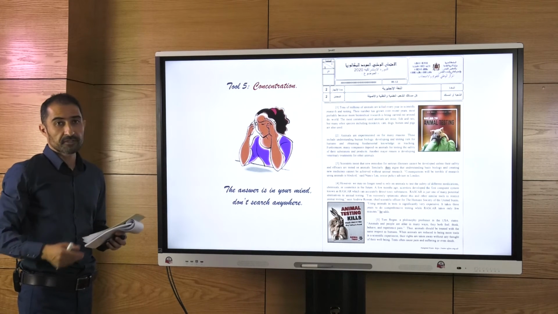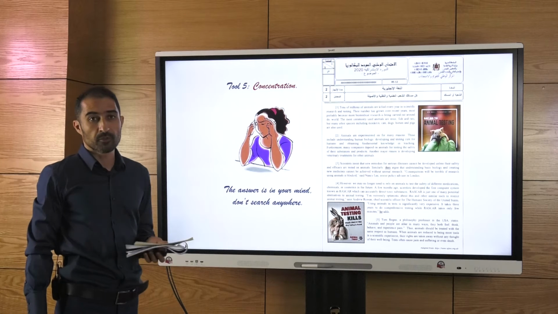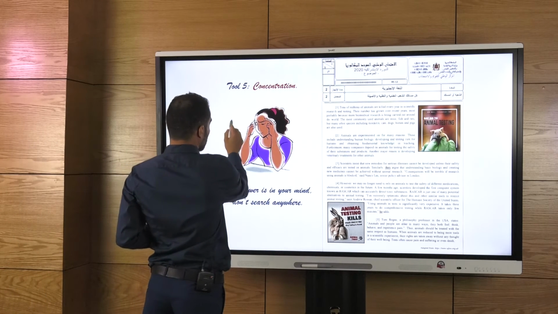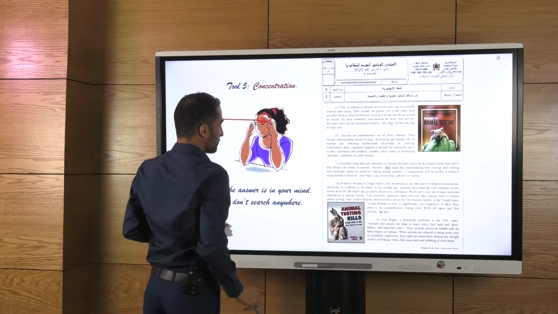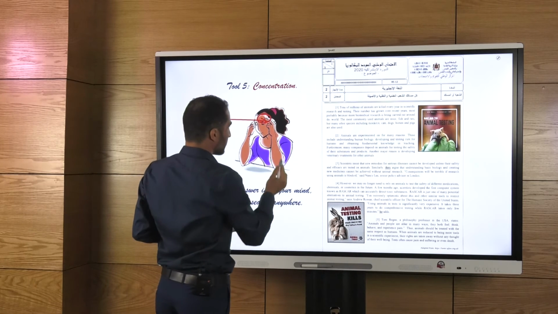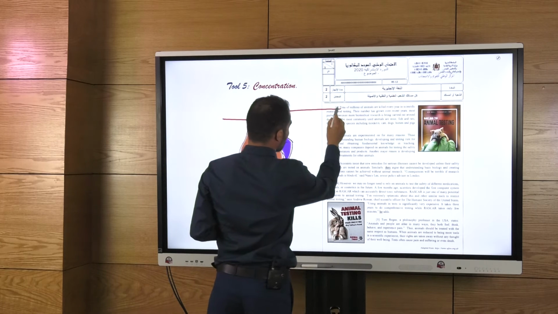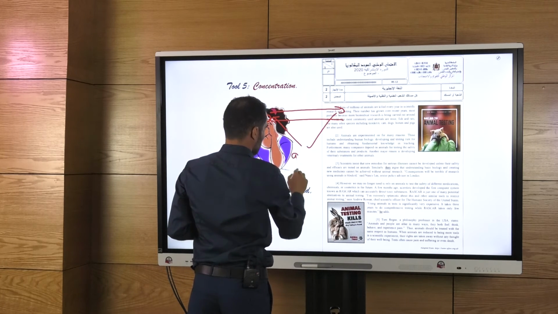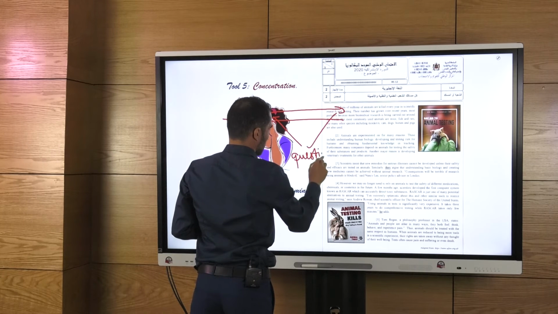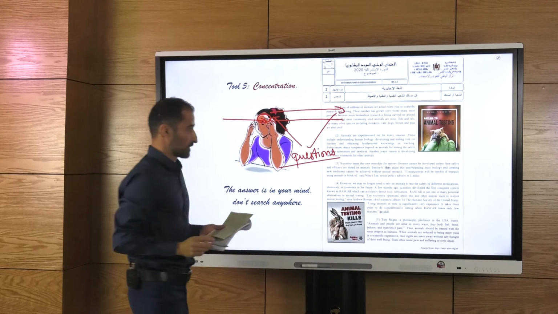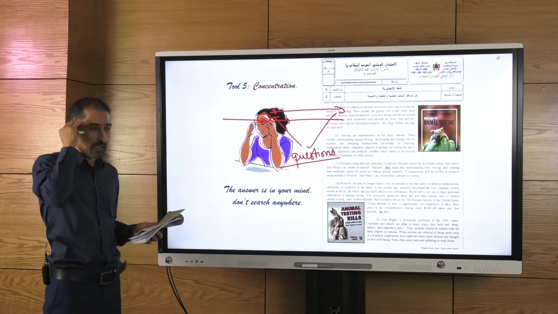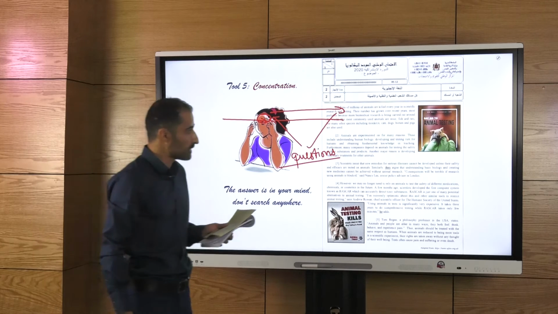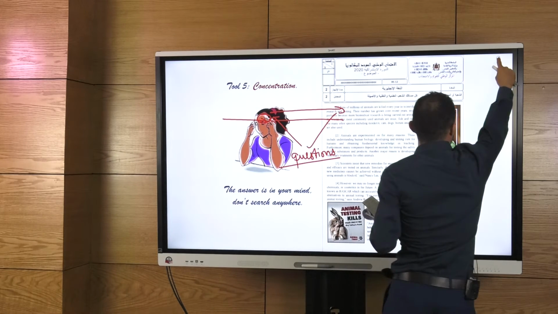Concentration. You may say that's very simple, we are all going to concentrate on the day of the exam. By concentration, I mean that all the answers are here in your mind. So you should build a kind of strategic relationship between the tasks, your mind, and the questions. The answers are in your mind. Just concentrate on the questions, and then you are going to find the answers to all the questions.